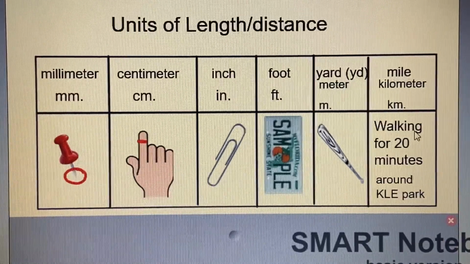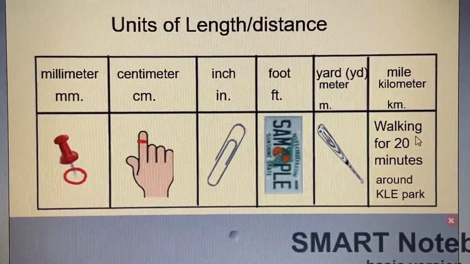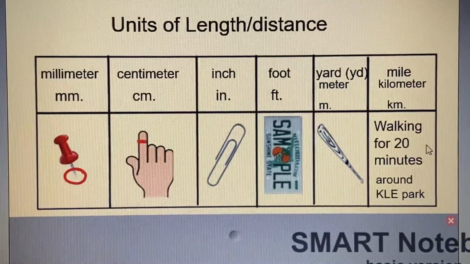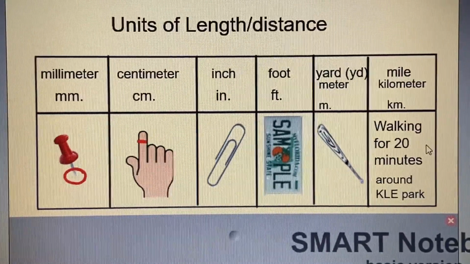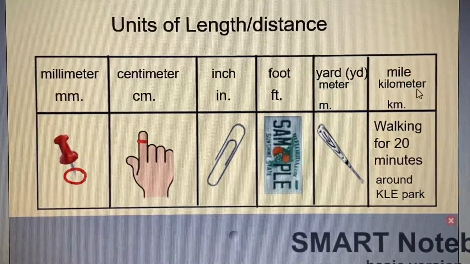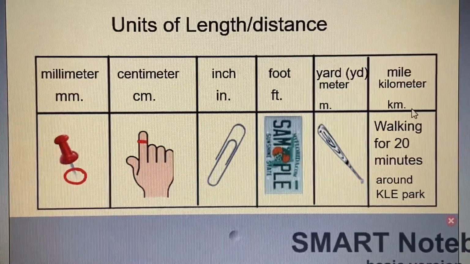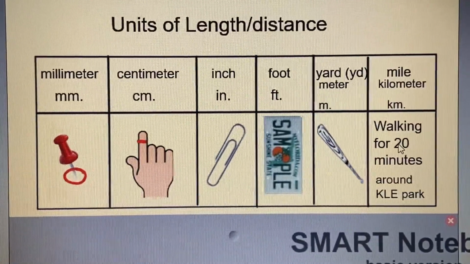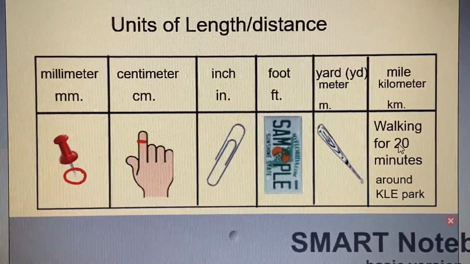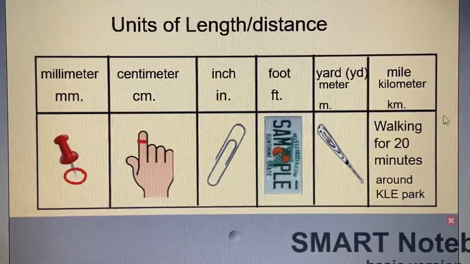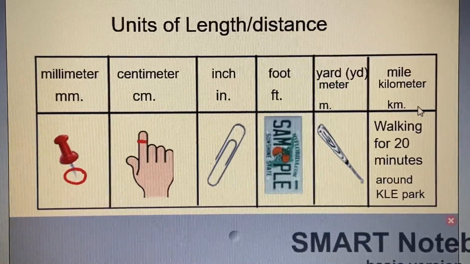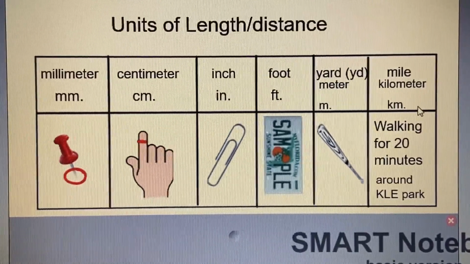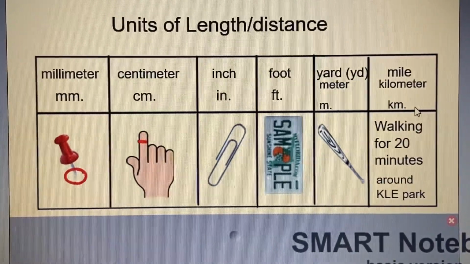So if you walk around the KLE Park all the way behind the hill, and it takes you about 20 minutes to do that, that's about 1 mile. And 1 mile is twice as big as a kilometer. So if you walk for about 10 minutes, it's a kilometer. If you walk for about 20 minutes, it's a mile. Maybe walking from KLE all the way to the Kmart, that's about a mile or 2 kilometers.